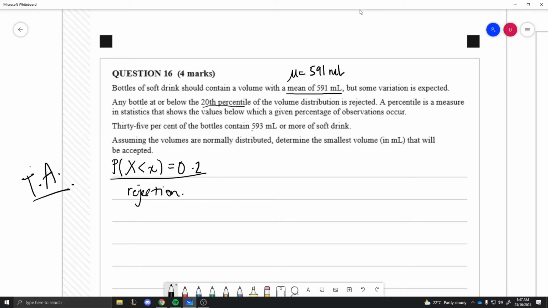35% of bottles contained 593 mils or more. So 35% means that the probability is 0.35. 35% of X contain this or more, so 593 or more. So P(X greater than 593) is equal to 0.35, which is equal to 35%. Just remember that. So, assuming that the volumes are normally distributed, determine the smallest volume in mils that will be accepted. It's good that they're asking in mils, so we don't need to do any unit conversion.